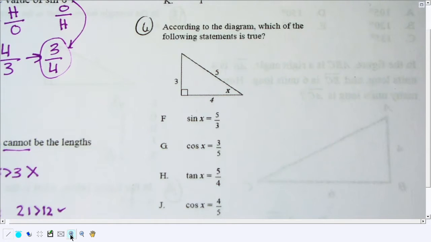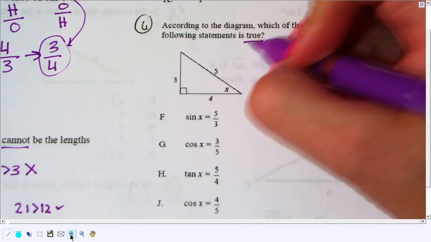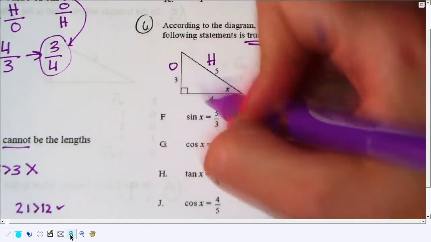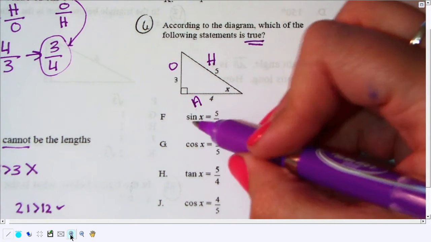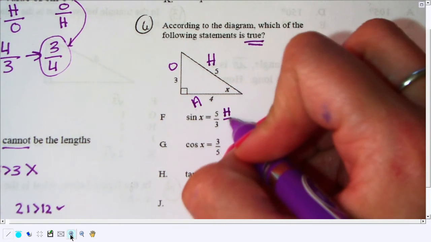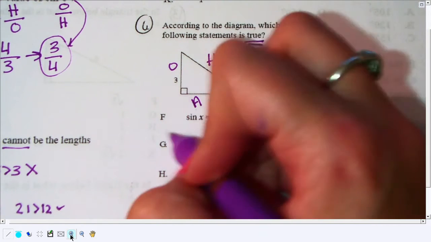Number 6, we are looking for which of the diagram statements is true. So I'm going to label, I'm looking for the true one. Across 90 is H, across X is O, and this is A. Sine of X is 5 over 3. Well, 5 over 3 is H over O. Sine is O over H, so F is out.